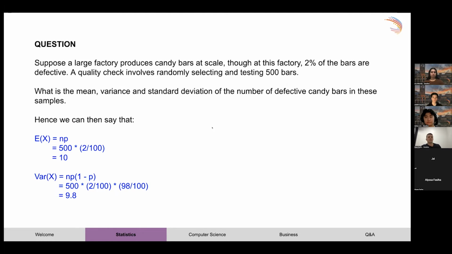And if you look at the standard deviation, that is just the square root of the variance. So your answer is just going to be whatever the square root of 9.8 is. Okay.